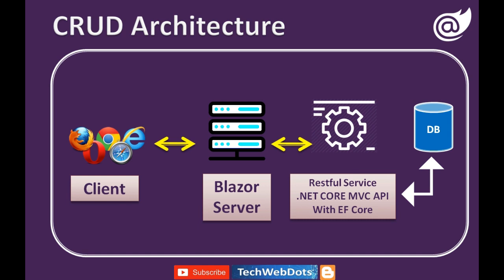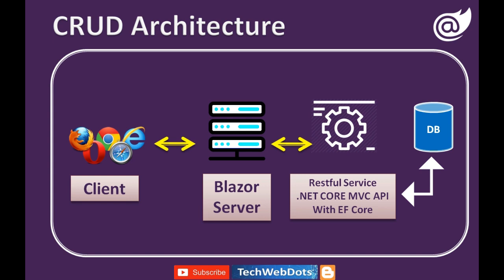What architecture are we going to use in the CRUD operation? A client will send a request to the Blazor server. Then the Blazor server sends a request to a RESTful .NET Core MVC API, which will use Entity Framework Core to communicate with the server. The benefit of this architecture is that RESTful services are very helpful if you want to cover a broad range of devices, so data can be served to those clients as well.